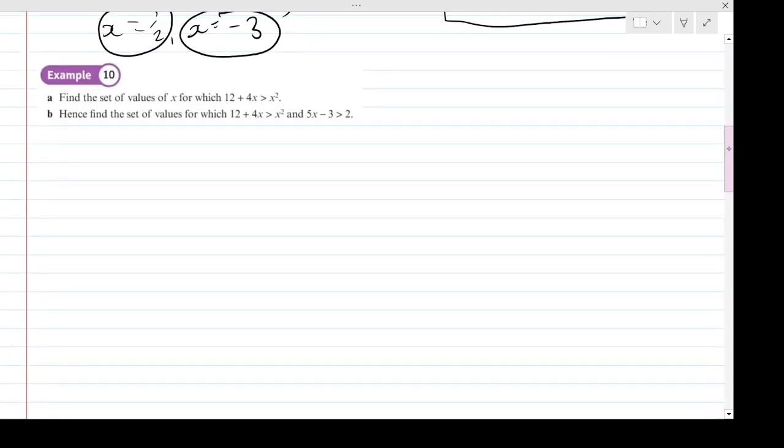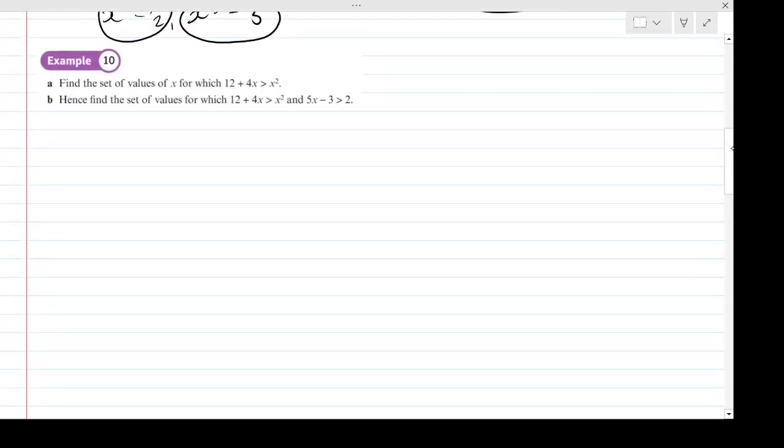So let's have a look at another example then. Example 10. First of all, it says find a set of values for x for which 12 plus 4x is greater than x squared. So I need the inequality to be 0. Like with a quadratic equation, we want the equation to be equal to 0 before we can solve it, right? Before we can use the quadratic formula.